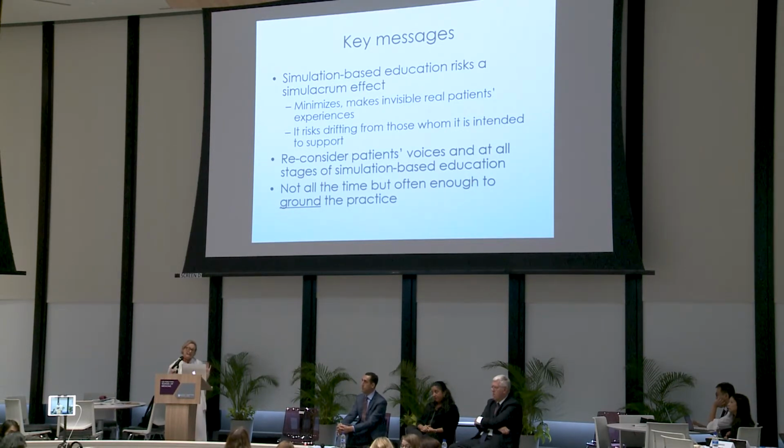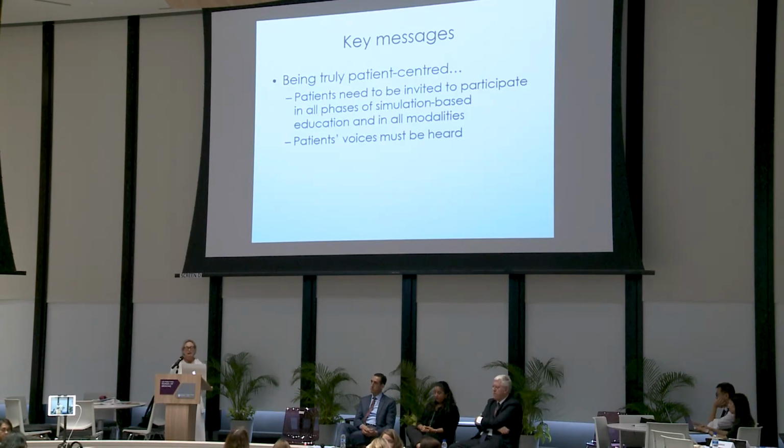Simulation-based education risks a simulacrum effect. It can minimize and make invisible real patients' experiences, and it just risks drifting from those whom it's intended to support. We've got to reconsider patients' voices at all stages of simulation-based education, and not all the time, but often enough to make sure that we ground it in practice.